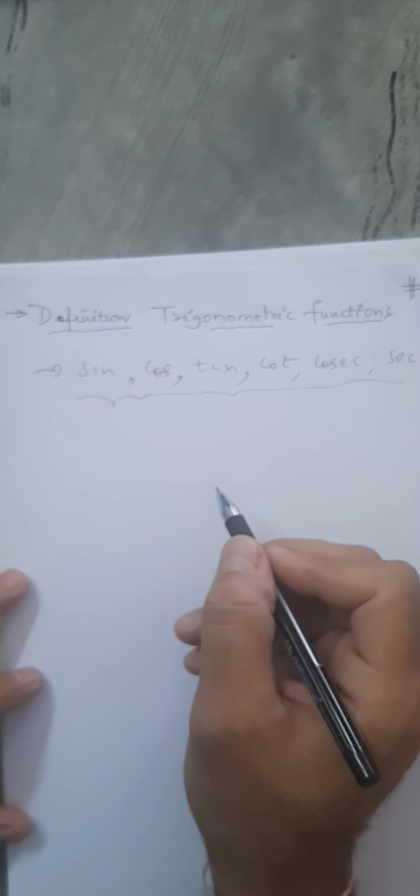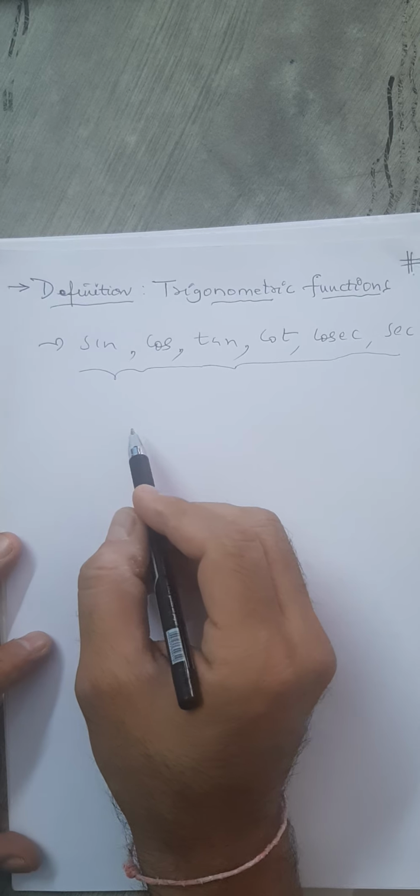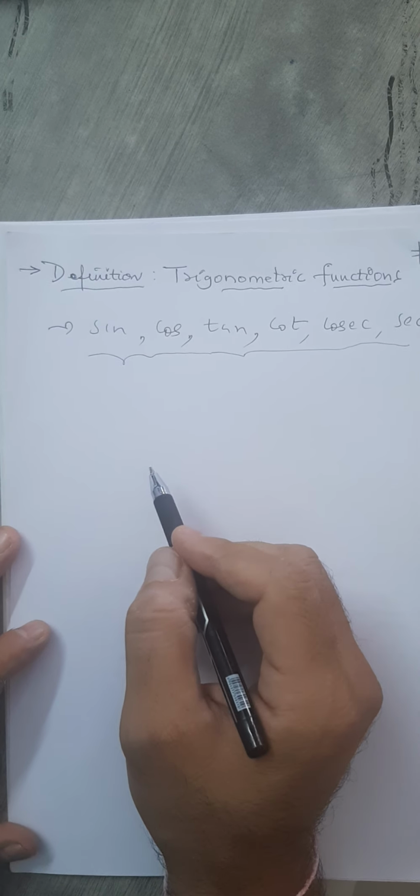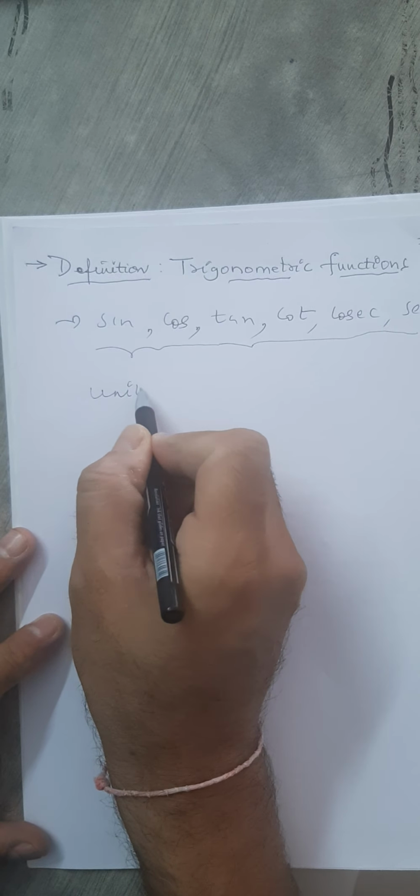Earlier in 10th standard, or probably you might have studied even in 9th standard, in both the standards, you have defined trigonometric functions with the help of right angle triangle. Here the approach is with the help of unit circle. So I'll consider first unit circle.